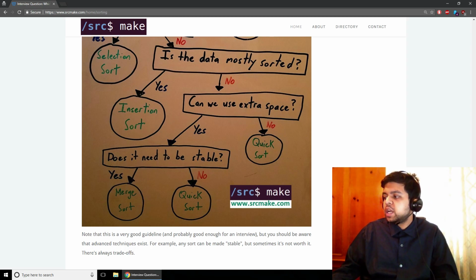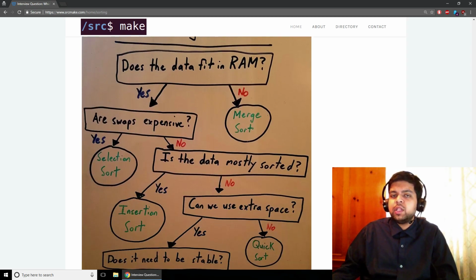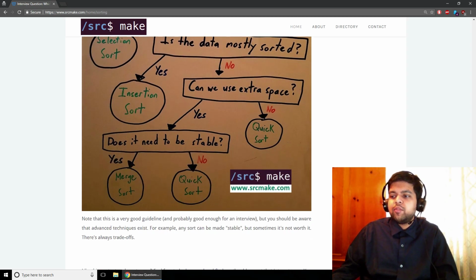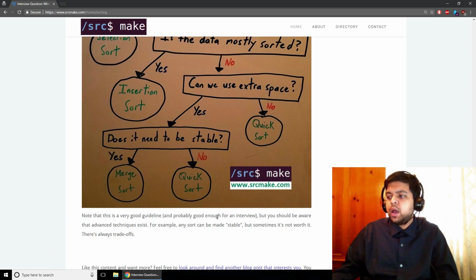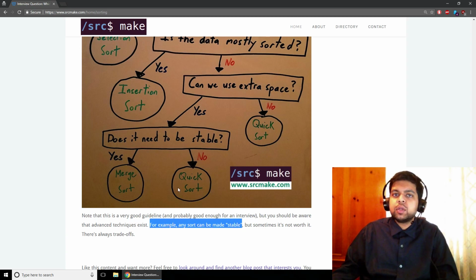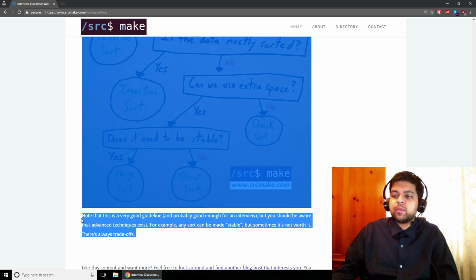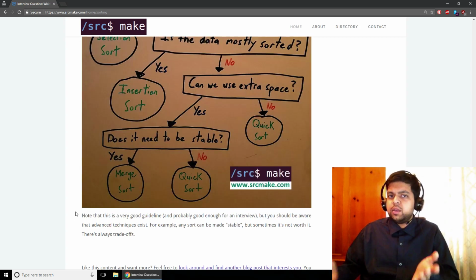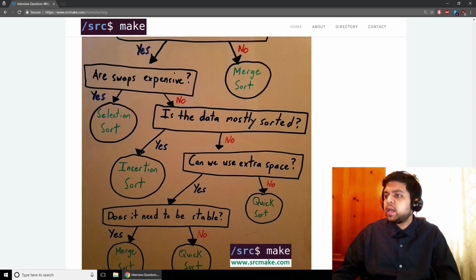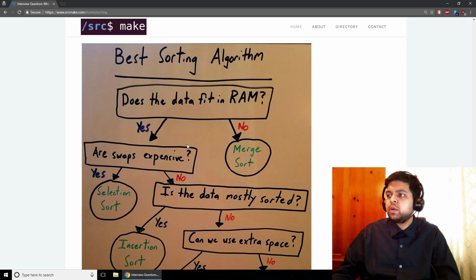Now, this is just a general guideline, and if you follow this, you should probably get through an interview question pretty safely. But you should be aware that some advanced techniques exist and other algorithms exist. For example, any sort can be made stable. Even quicksort can be made stable. But sometimes it's not worth it. There are trade-offs. It makes the algorithm perform worse and uses extra data. So it's always give and take with these sorting algorithms. But if you keep these things in mind and show this thought line to an interviewer, they're going to say, hey, this guy knows sorting algorithms, so let's hire him.